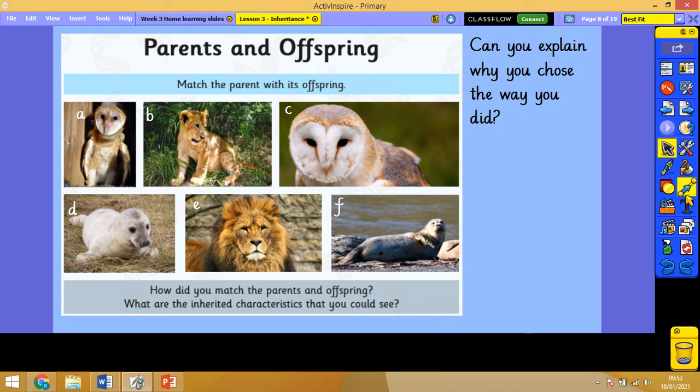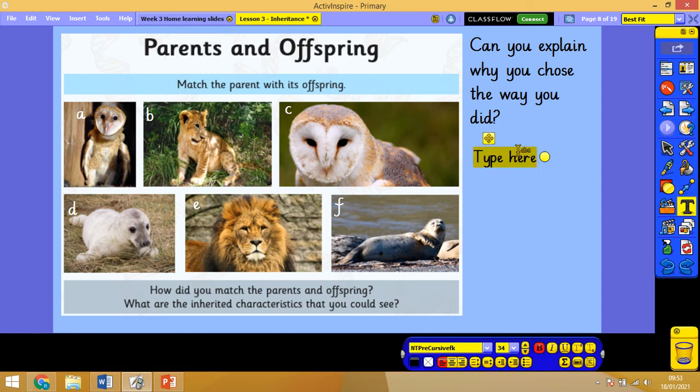Right, so we should have done that fairly quickly. So we know that A and C go together. Now, A and C are both owls, aren't they? They're both birds. And if I'm looking at them critically, we've got the same shape face. So that is very much an inherited trait. You've got the same beak there, same sort of eye colour that you can see. Obviously, this one's a little bit bigger. Then we should know that B and E go together.